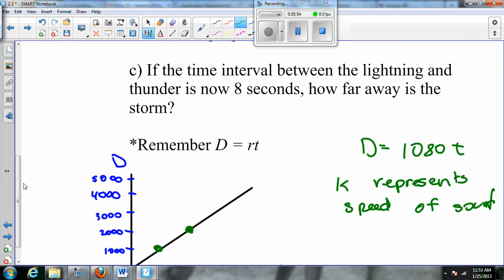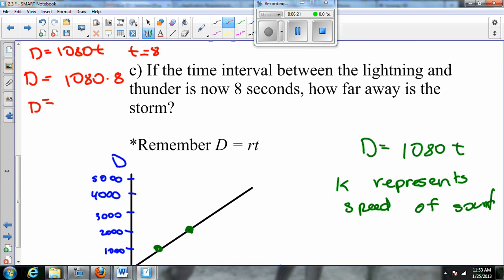Part C asks if the time interval between the lightning and thunder is now 8 seconds, how far away is the storm? So we're going to use our equation, d equals 1080 t, and now we're being told t equals 8. So plug it in, distance equals 1080 times 8. So our distance is 8,640, and we are in feet, which is about a mile and a half away.